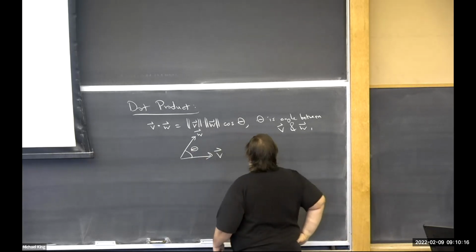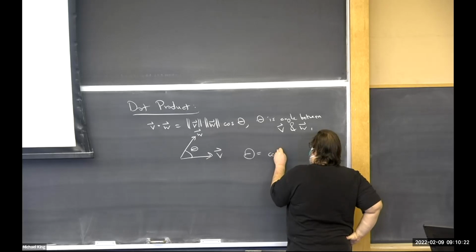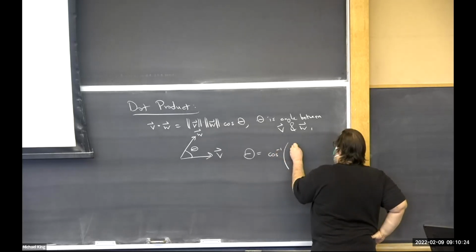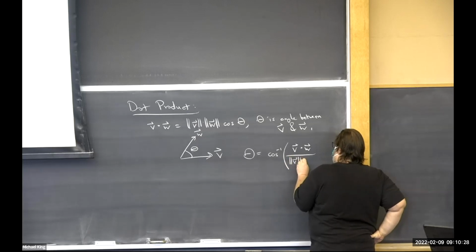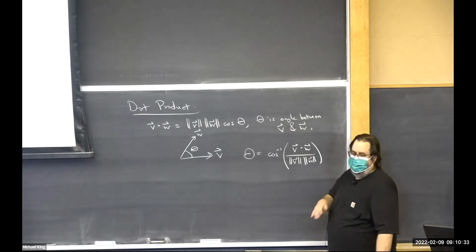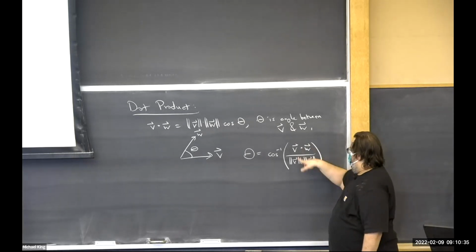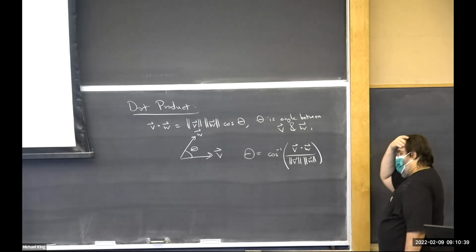You could solve this for theta. Theta is the inverse cosine of V dot W over the length of V times the length of W. So you basically compute this and then have your calculator tell you what angle that is. Make sense?